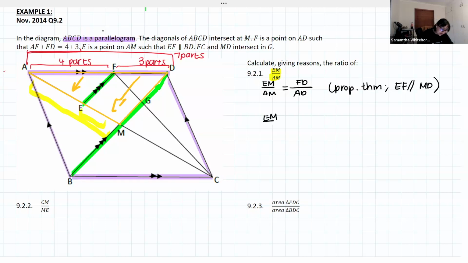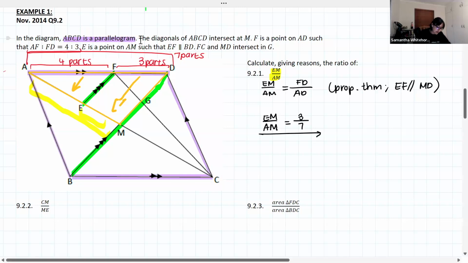So we know that FD, because we were given it, is 3 parts, and AD, so the whole side length, is 7 parts. That's my ratio of EM to AM. Simple as that. Nothing more complex. I don't need to overthink it. I have all of the information right in front of me. Okay, so you're going to try the next one.